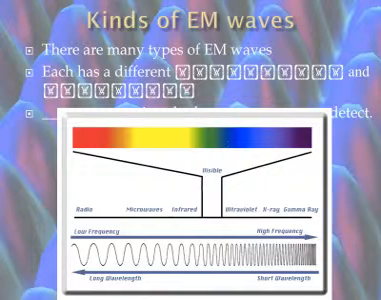Okay, you can't really see because of the picture, but your next bullet on your notes says blank is the only part our eyes can detect. What is the only part of our electromagnetic spectrum that our eyes can detect? The visible, correct?